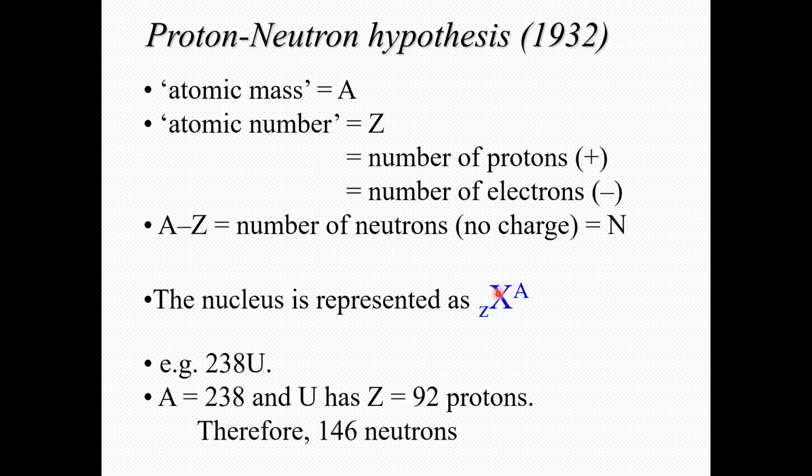We can have a good example for that. For example, take the uranium-238 nucleus. Here A, the atomic mass, is equal to 238, and uranium has the number of protons, or charge, that we represent by Z, equal to 92. That is, the number of protons is 92. By this concept, if we subtract the number of protons from the atomic mass, we are left with the number of neutrons, which in this case is equal to 147.